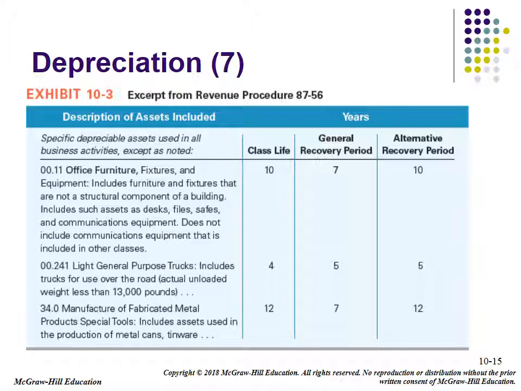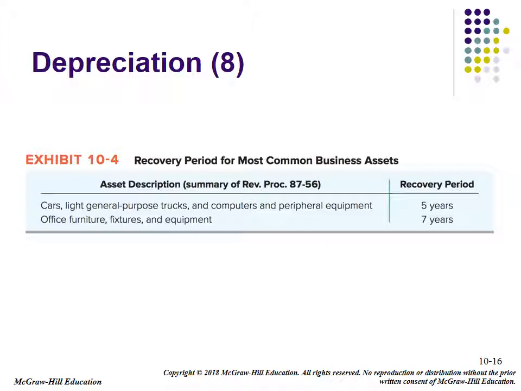Look here, light general purpose trucks includes trucks for use over the road. What we're talking about here is basically every truck but the tractor of a tractor trailer. Tractor trailers are 3-year property. So what are our common cost recovery periods available? Well, we're going to see a table in a few minutes, and we'll see all the different ones.